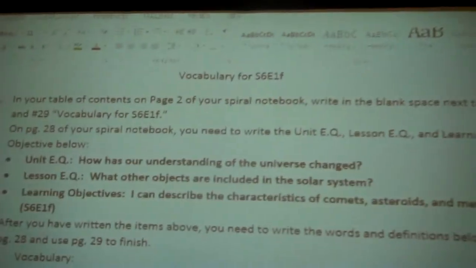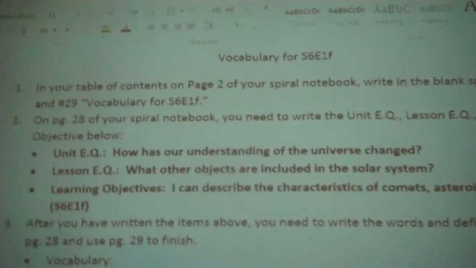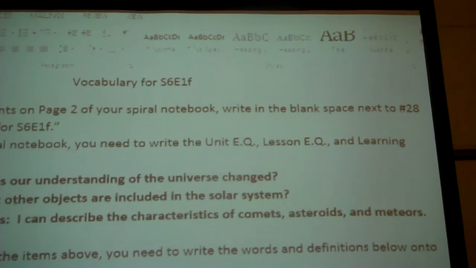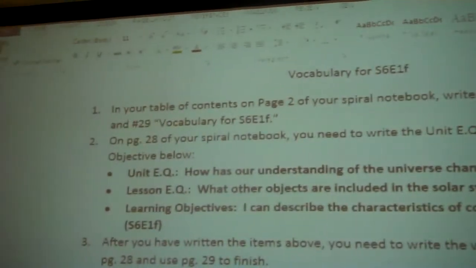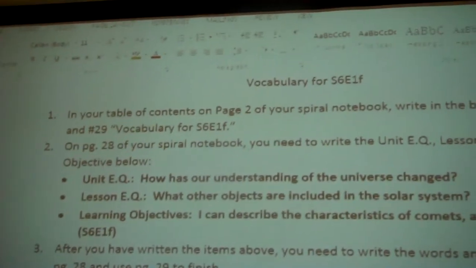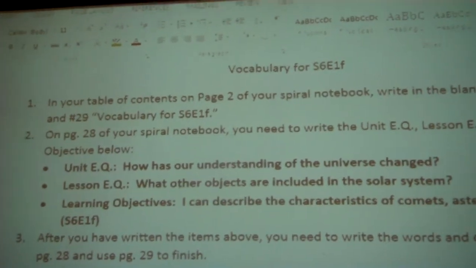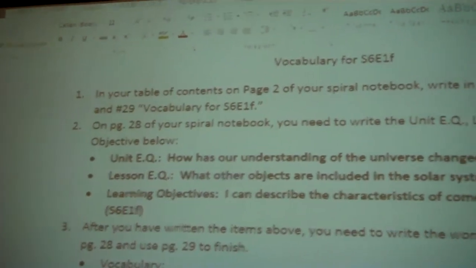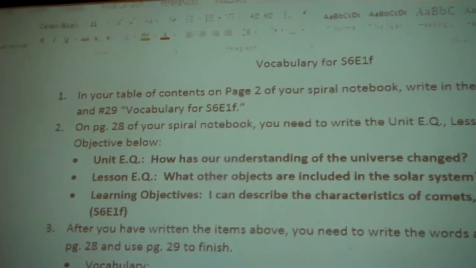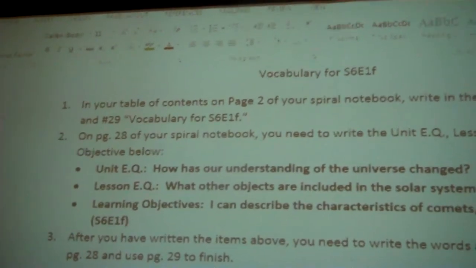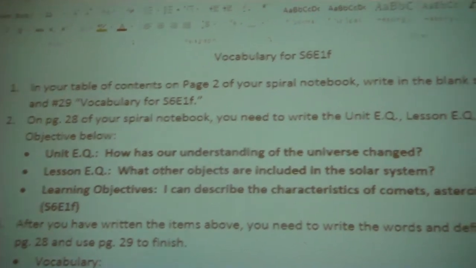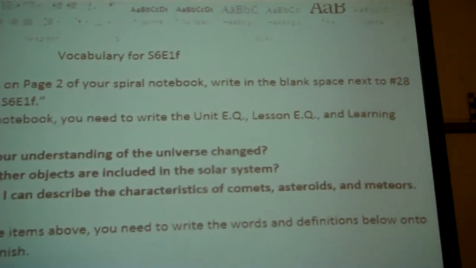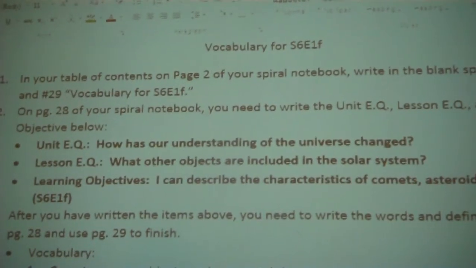So first, in your table of contents on page 2 of your spiral notebook, right in the blank space next to numbers 28 and 29, write vocabulary for S6E1F, which you should have already done from the previous slide. Number 2, on page 28 of your spiral notebook, you need to write the unit essential question, the lesson essential question, and the learning objective.